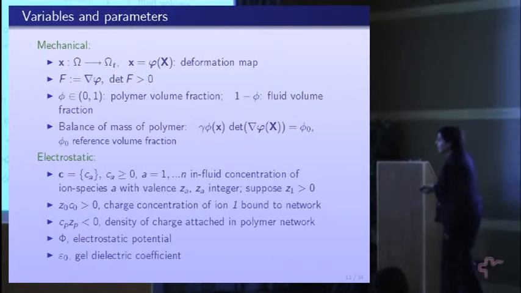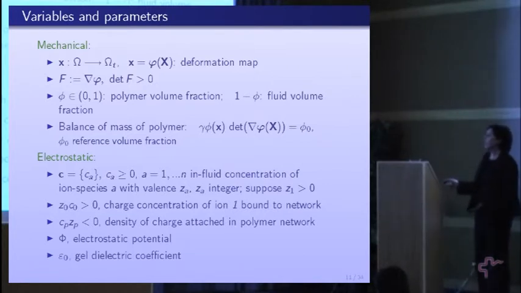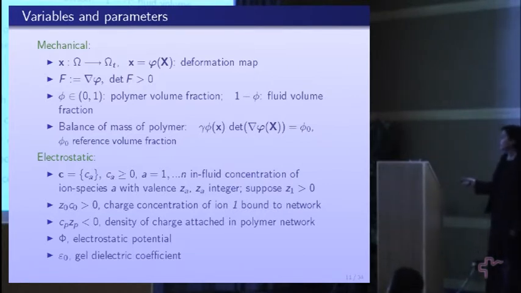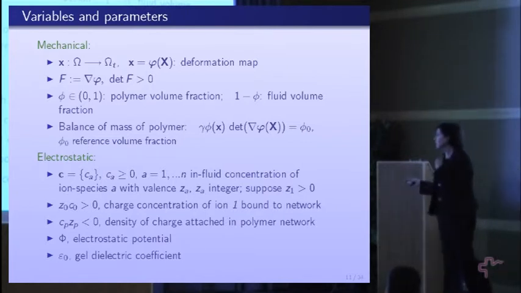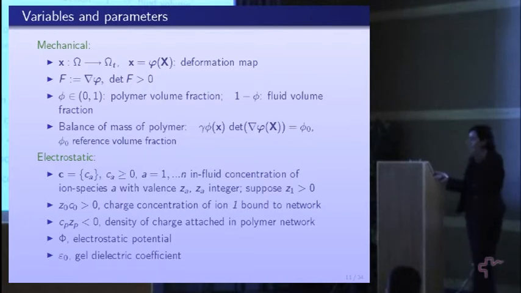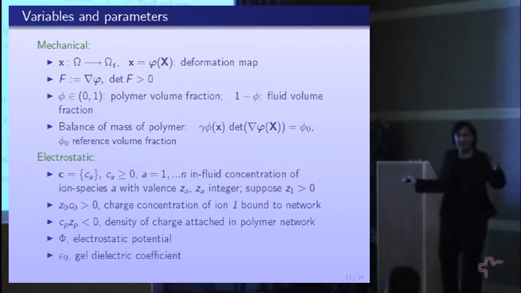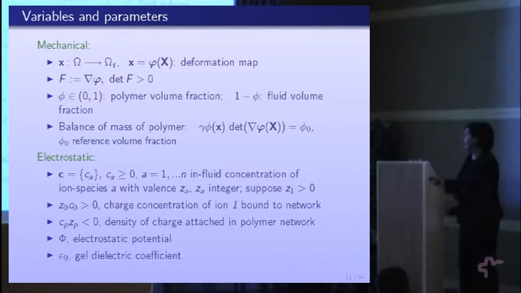And now the electrostatics. We have a family of ions, so n types of ions in fluid concentration. We have the corresponding balance, and we suppose that, say, one of them is positive, the Z1. I'm not going to worry about the other ones now. Then there is one type of ion, say the ion that I label with 1, that can exist as a free ion in the fluid, or can react with the negative groups of the network, and then we call its concentration C0.